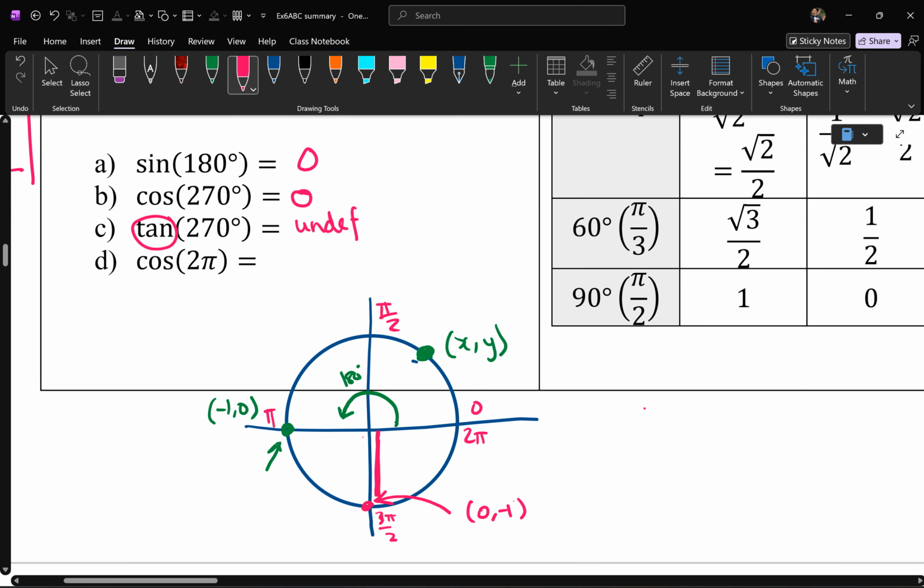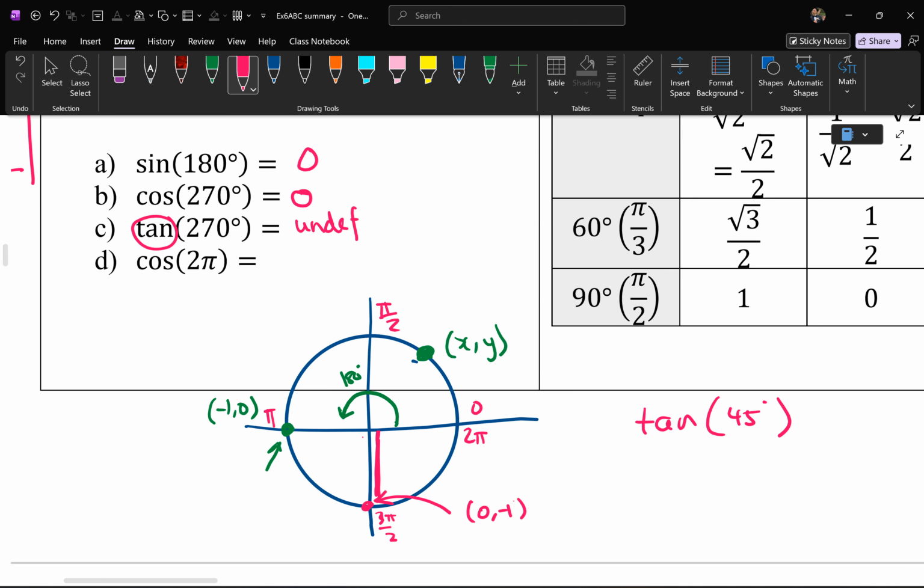Whereas if I asked you, what is tan of, say, 45 degrees? You see tan of 45 degrees will be around there. That's a positive gradient. Tan of, say, 130 degrees is in this direction. That's going to be a negative gradient. So your answers for tan is just simply finding the gradient. That's what it means.